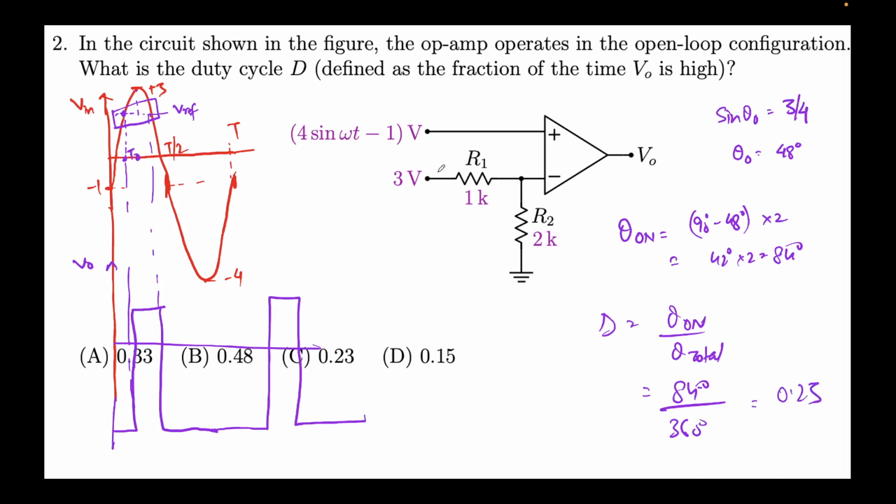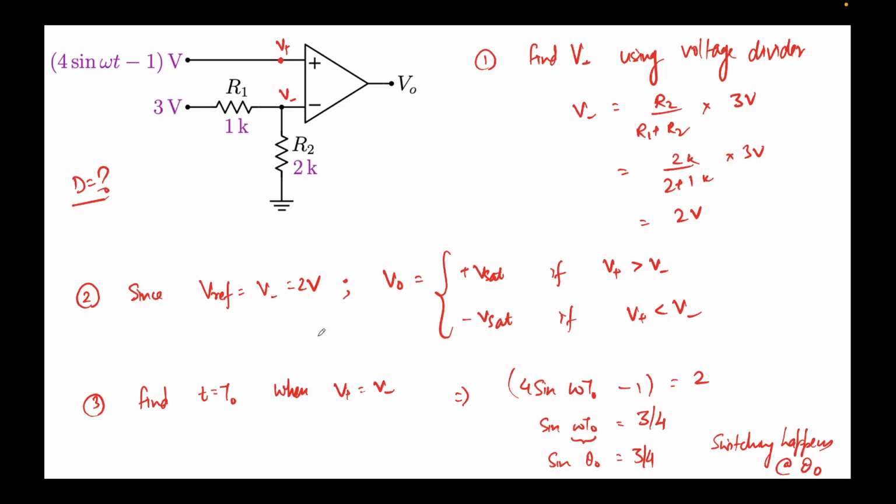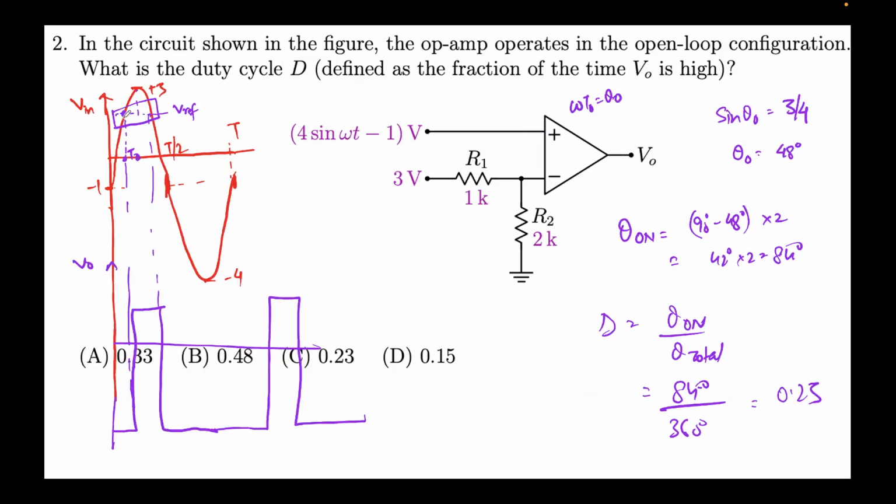Rather than solving it in time, I'm just solving it in theta, because omega t naught, remember, we have assumed to be theta naught. Since we don't know omega, it's better to do it in theta, and that's how we did it. So the key thing here was to identify the reference voltage, which we got using this voltage divider, and then we just obtain the time at which V plus switches. So just when V in crosses this point, it will go high, and then again when it crosses this point, it will go low. So it's on during this point of time, which I obtained.